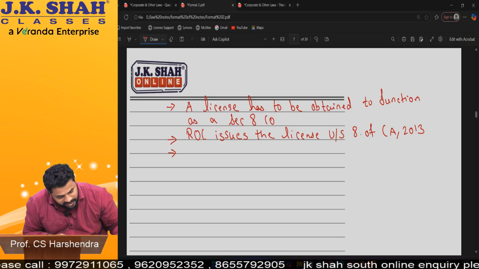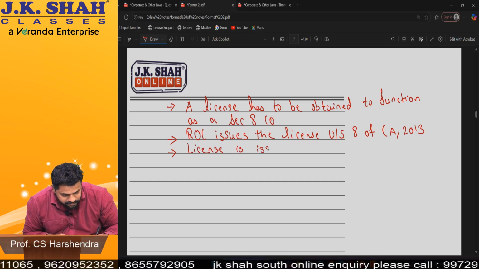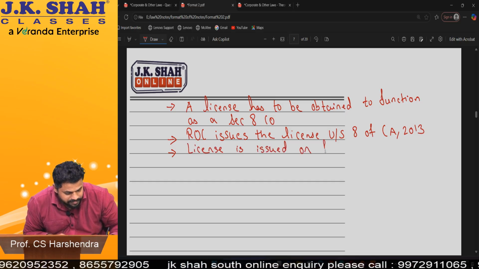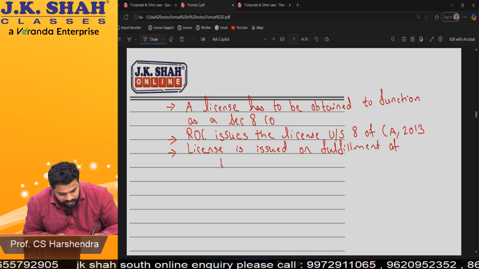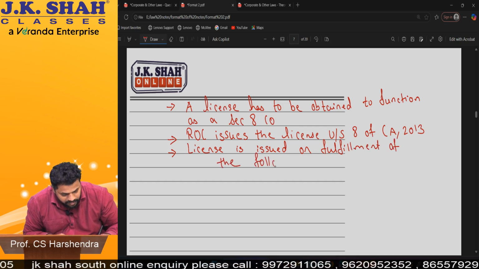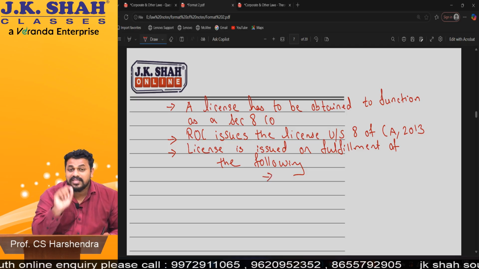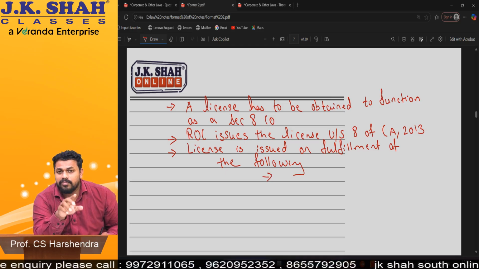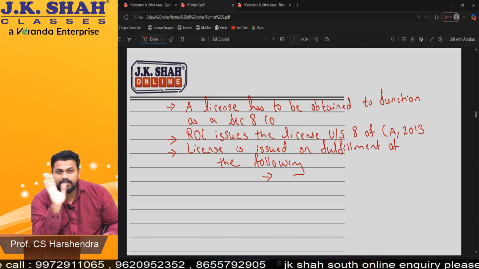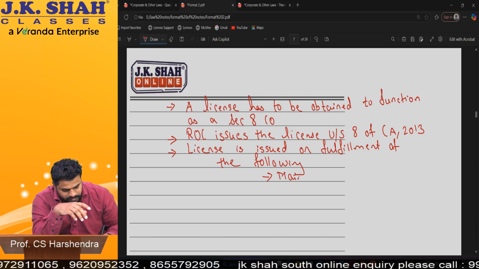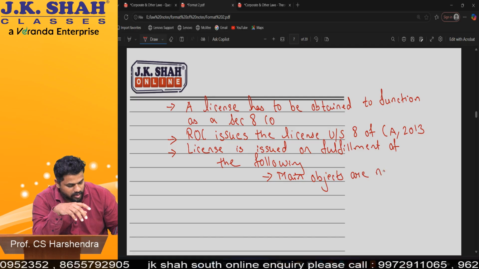So ROC issues a license. Okay, the license is issued on fulfillment of the following 3 pillars I told. First, what is the first one? The main objects will be profit based or non-profit? Non-profit. A list is given that you have to do: charity, promotion of arts, commerce, science, religion, sports development and all. Main objects are not for profits.